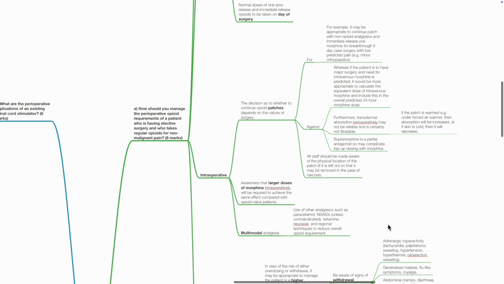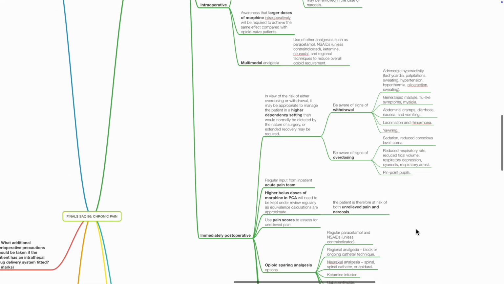Other intraoperative considerations: awareness that larger doses of morphine intraoperatively will be required to achieve the same effect compared to opioid-naive patients. Use of multimodal analgesia, such as paracetamol, NSAIDs, ketamine, neuraxial and regional techniques, to reduce the overall opioid requirements.